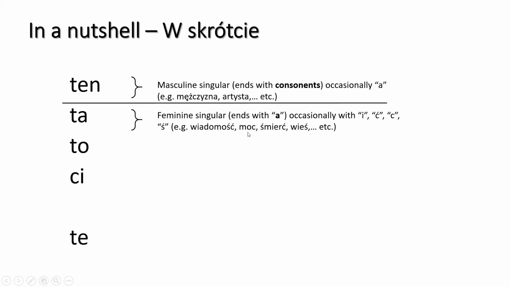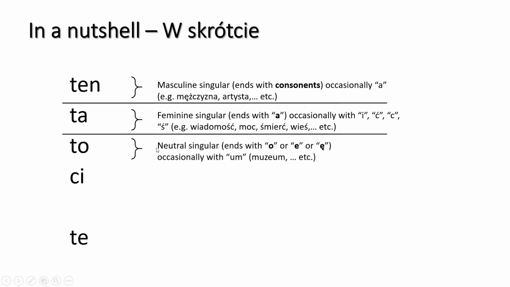And it's a feminine word. Śmierć means death. It ends with ć, so it's feminine. Wieś means village. And it ends with ś, and it's feminine, okay? Wieś, śmierć, moc, wiadomość. These are feminine words as well, okay? And generally it's a, so it's easier with this consonant, yes?